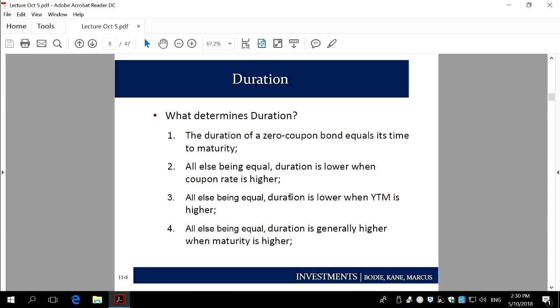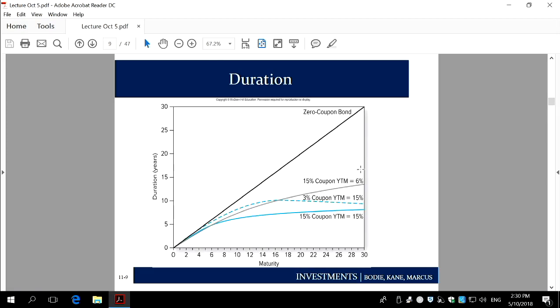All else equal, duration is lower if the yield to maturity is higher. So again, this is a negative relation. Yield to maturity higher, then duration lower. And all else equal, duration is generally higher if the maturity is longer. So duration depends on coupon, depends on yield to maturity, and depends on the maturity, which can be seen from this graph in your book.